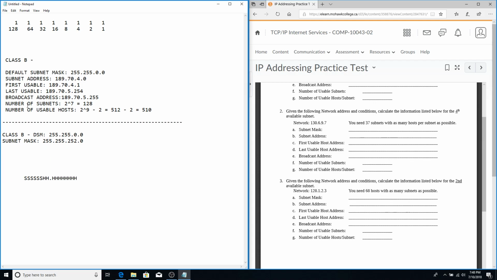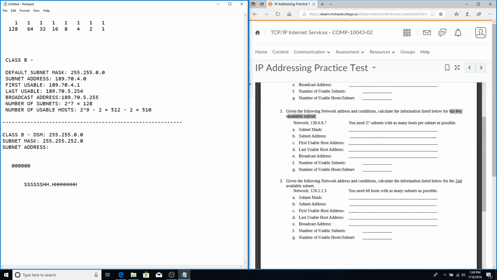But now we have to find the subnet address. The subnet address requires us to remember that we're really looking for the 4th available subnet. Like I showed you in the first video, how we do that is we take all the subnet bits, so in this case there's 6, and we write down 6 zeros. 1, 2, 3, 4, 5, 6.